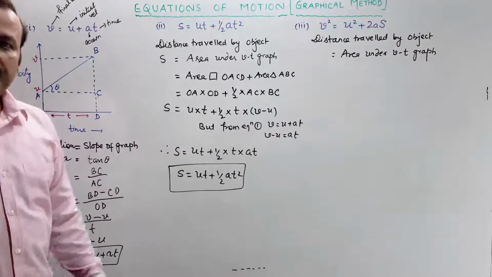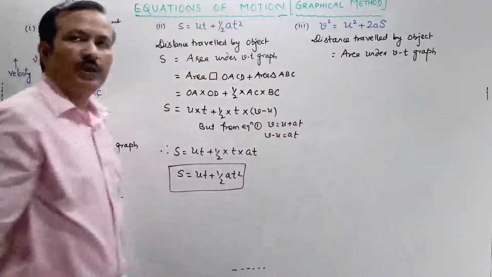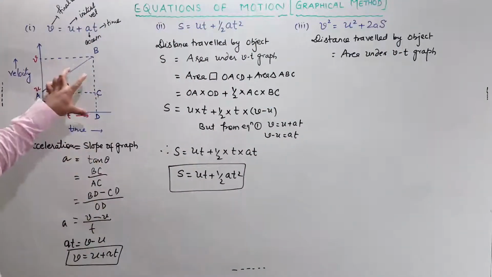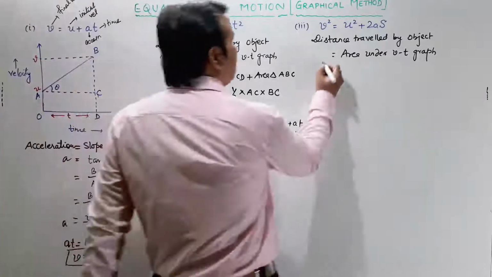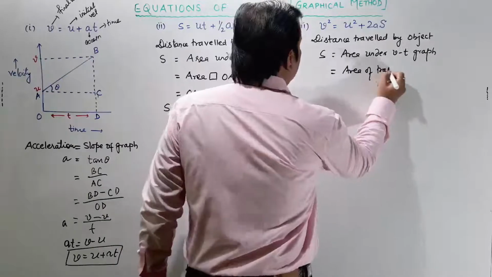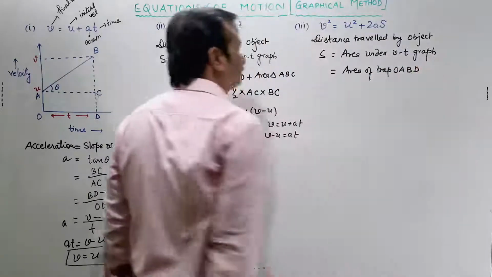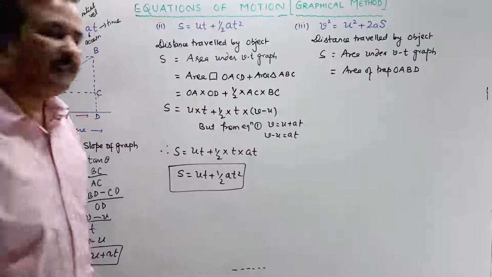The third equation, how will we derive it? See here. Again we have written the distance traveled by the object, which is equal to the area under the graph. We will be taking it equal to the area of the trapezium OABD. And what is the area of the trapezium?